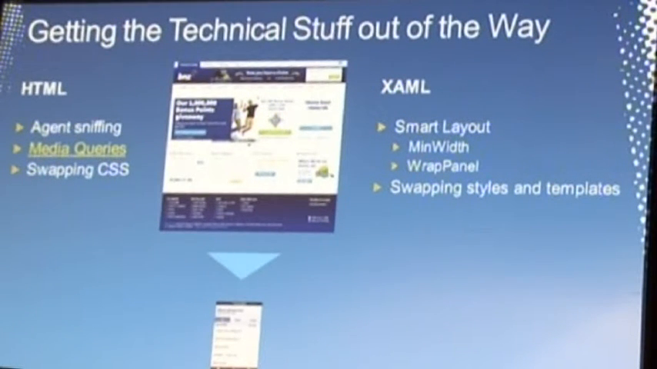just with a different skin. If you're working in XAML, if you're working in Silverlight, then you're thinking about some of the smart layout tricks that we can use in XAML, setting min widths on items so that they'll only resize down to a certain point, before which things like wrap panels start to cut in and we start to rearrange elements.